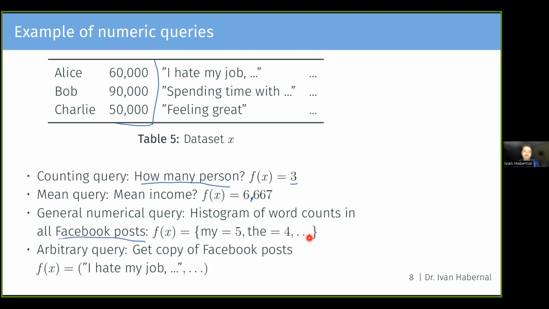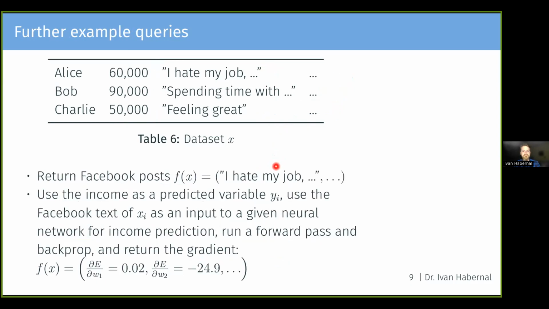Or even a very arbitrary query could be just give me a copy of Facebook posts. So basically a one-to-one function where we just output this column verbatim. Why not? This could be an interesting query as well. And for us, for NLP people, this is basically start working with the actual data, with the text. So yeah, why not? But there's more examples of the queries. So for instance, how about, yes, so return Facebook post. This is what we have. And how about this one?